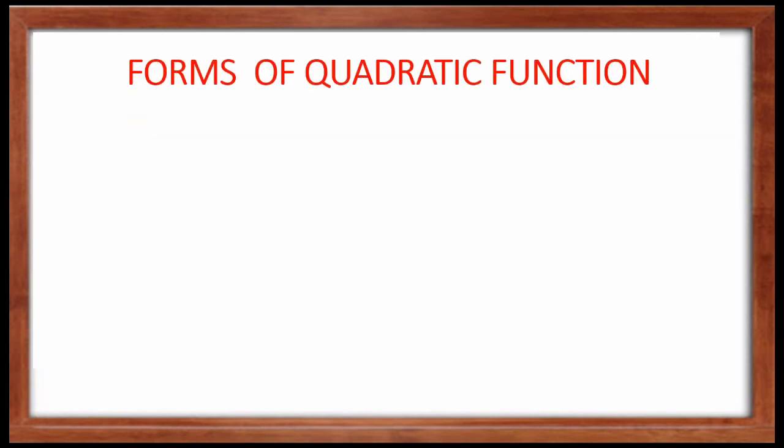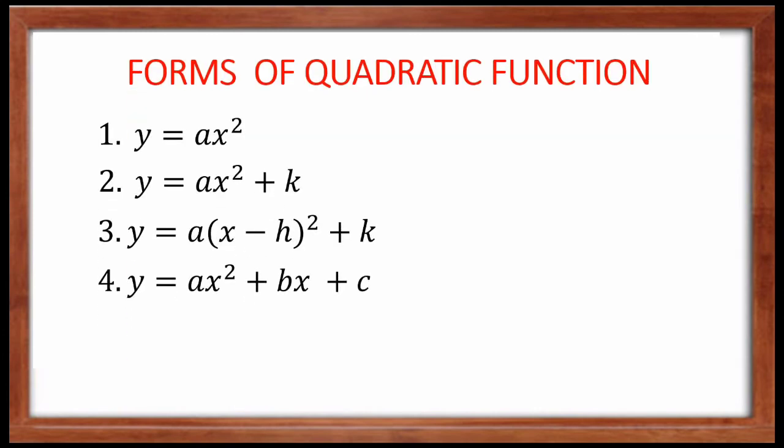Now, let's talk about the forms of quadratic function. Meron din tayong tinatawag na forms. Ano ito? We have 4 forms. Number 1, y equals ax squared. Number 2, y equals ax squared plus k. Number 3, y equals a times the quantity of x minus h squared plus k. Number 4, y equals ax squared plus bx plus c.